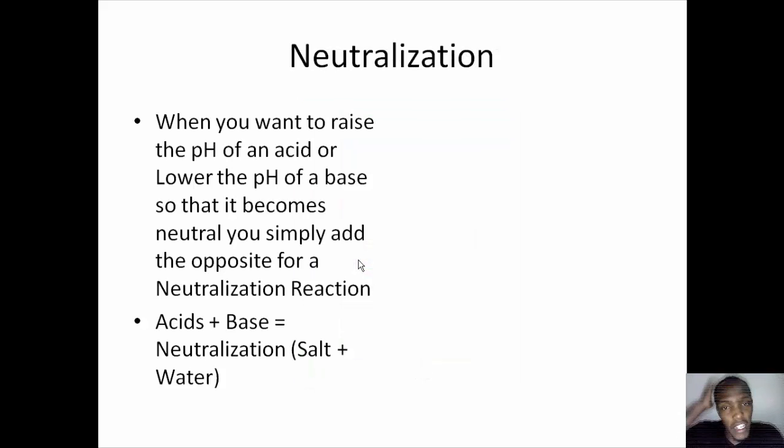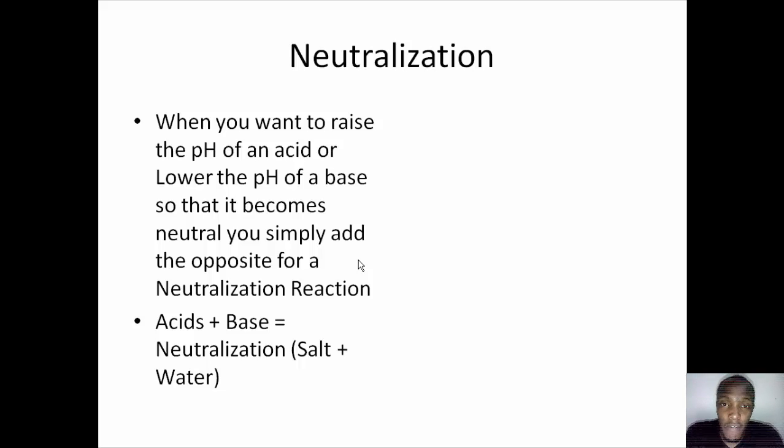Now what happens when you take the two? When you want to raise the pH of an acid or lower the pH of a base, you would simply add the opposite. So let's say, for example, your stomach acid has a pH of 1. And you know that the bases go from 7.1 to 14. Let's say your stomach is too acidic. You're going to need a base to even it out. And that's where antacids come from. Antacids are bases, and they're used to raise the pH of an acid.